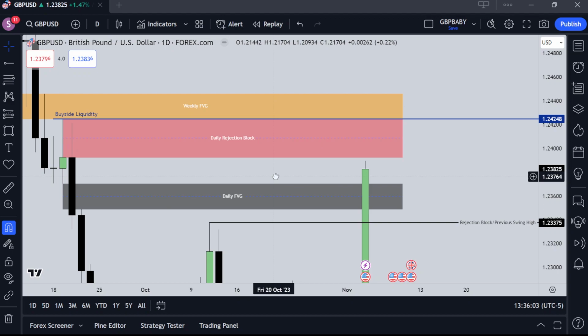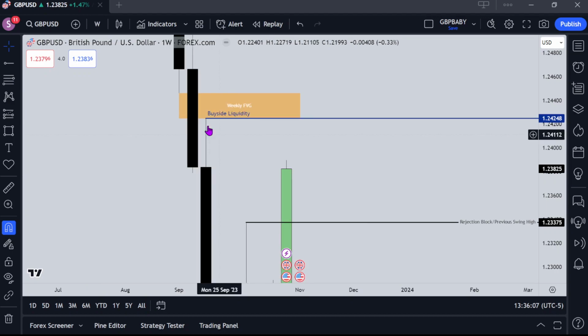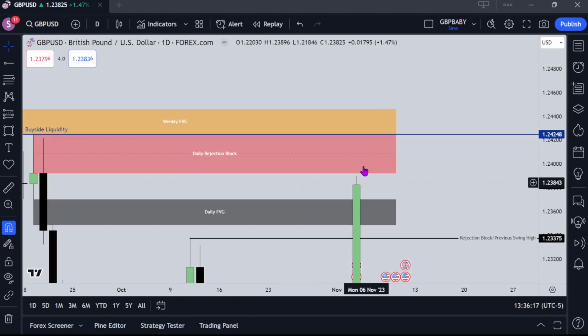And I'll just show you that on the weekly right now. There's a weekly fair value gap here in orange. Buy side liquidity above the swing high, starting that weekly fair value gap. And then on the daily, you can see we have the rejection block, which we need to get through as well. So I wouldn't be surprised if we traded higher, hit that rejection block, created some kind of consolidation, came down, took out some lows, and then moved higher.